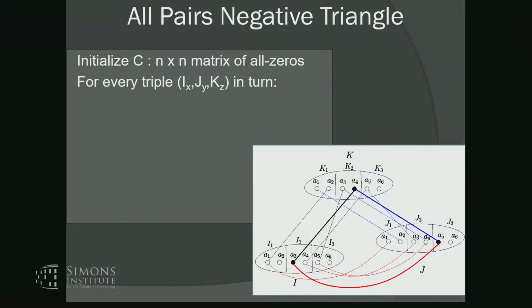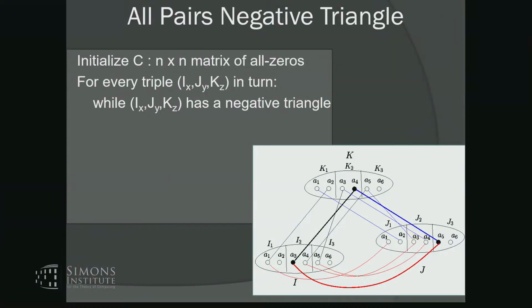So for every one of these triples of pieces, we're going to run negative triangle on it. It might return yes, and it might return no. If it returns no, then we know that there's no negative triangle in these particular pieces, and we can just zero out that section of the matrix.